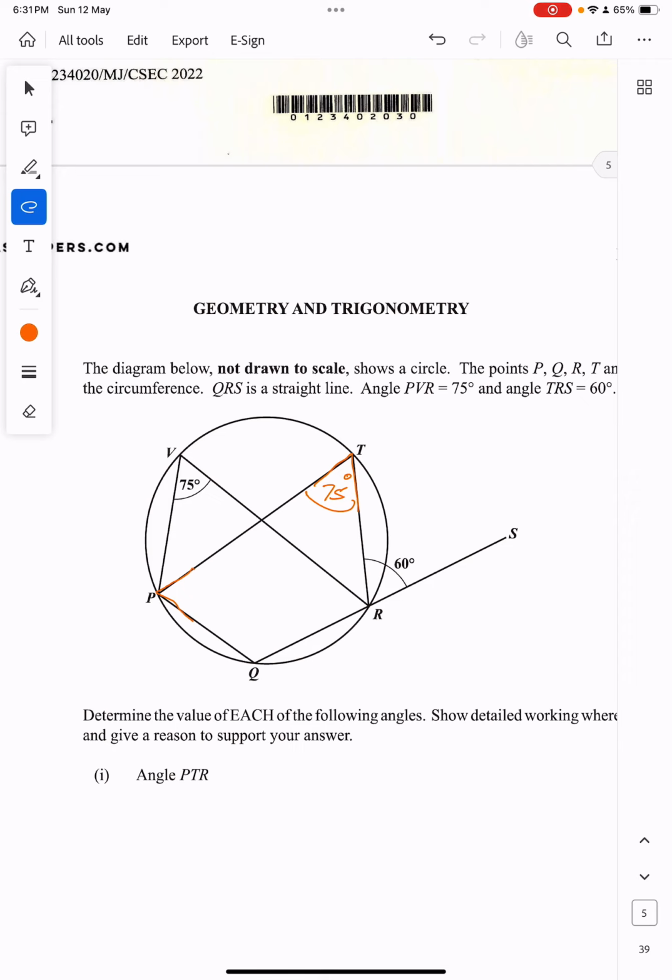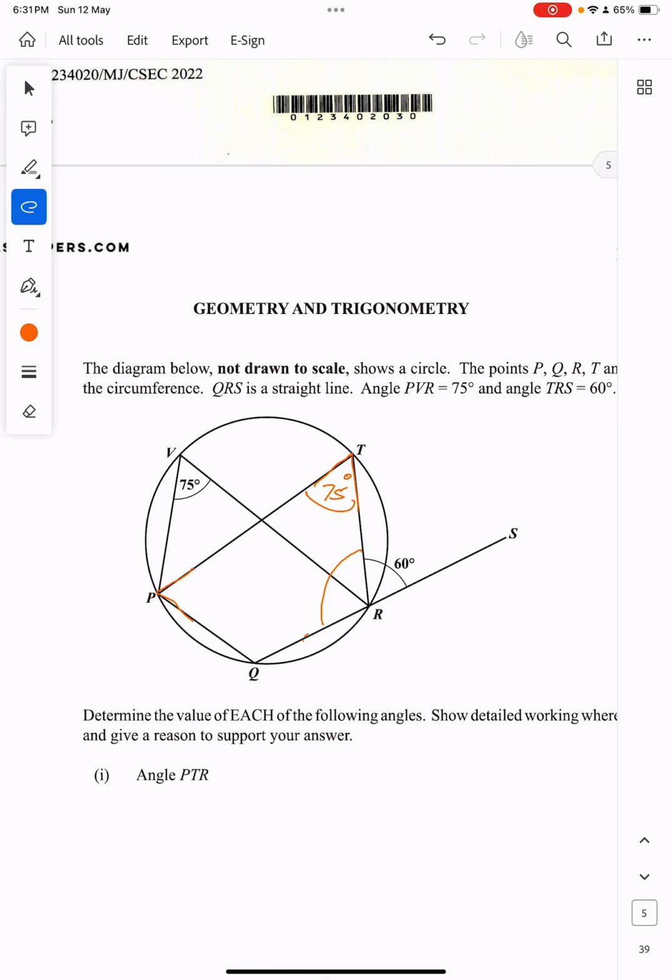we can first see that angle TPQ is part of a cyclic quadrilateral, right? So if we look at PTRQ, that makes a cyclic quadrilateral. So it's a quadrilateral whose 4 points are touching the circumference. So if we try to find out this bit here, then we can get the opposite angle, since opposite angles in a cyclic quadrilateral are supplemental, meaning that they sum to 180 degrees.